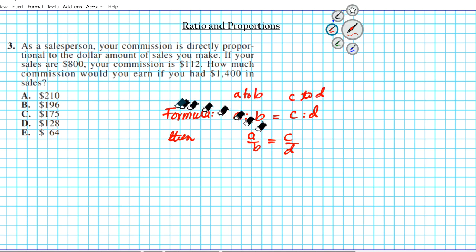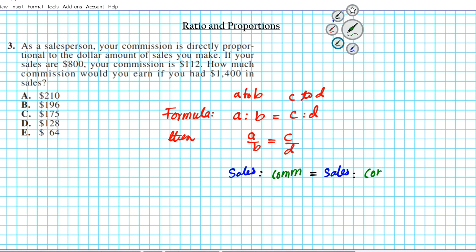All right, so in this particular situation, we have two measures that are in proportion, namely sales and commission. So we have, in the first case, sales to commission are proportional. So sales to commission is equal to sales to commission. All right. So we can write this in fraction form.